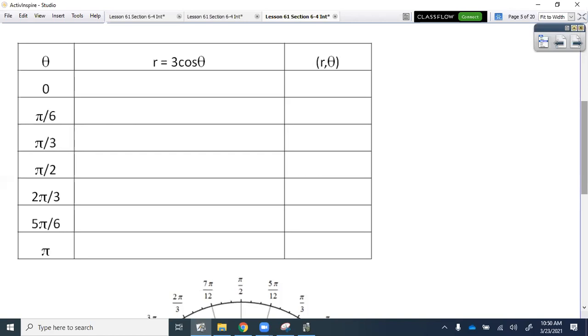So here we go. Without further ado, r equals 3 cosine of 0. Exact values are going to be our friend here. Cosine of 0, that is our angle to the right. Cosine value, the x value is 1. 3 times 1 is 3. What does that mean for my point? It means my point looks like (3, 0).